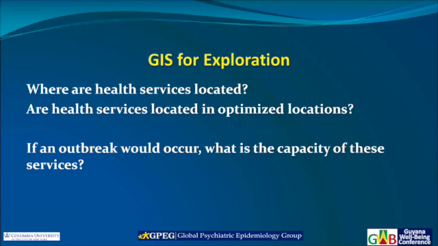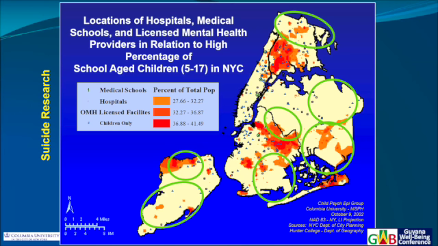GIS for exploration. Where are the health services located, and are health services located in optimized locations? If an outbreak were to occur, COVID, right? What is the capacity of these services to handle it, and where can we optimize the locations? This is the location of hospitals, medical schools, and licensed mental health facilities in New York City.